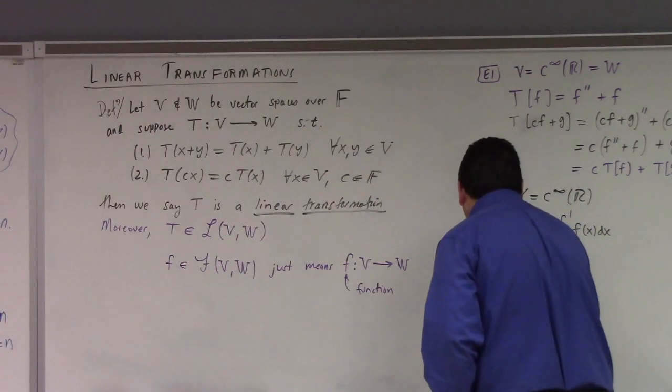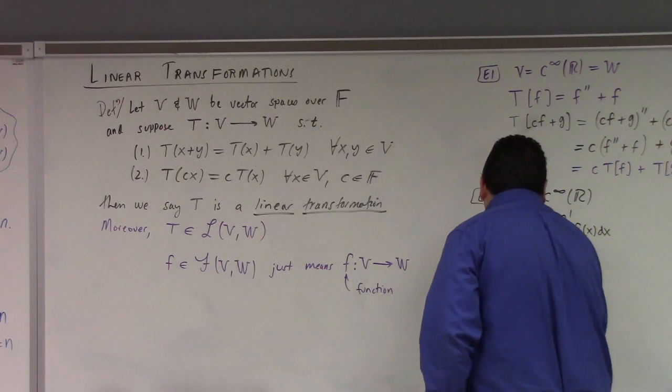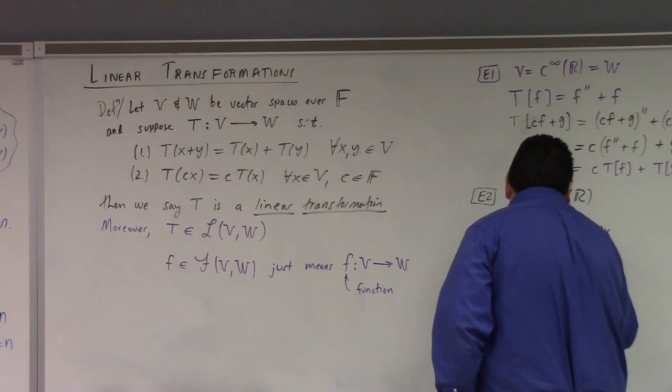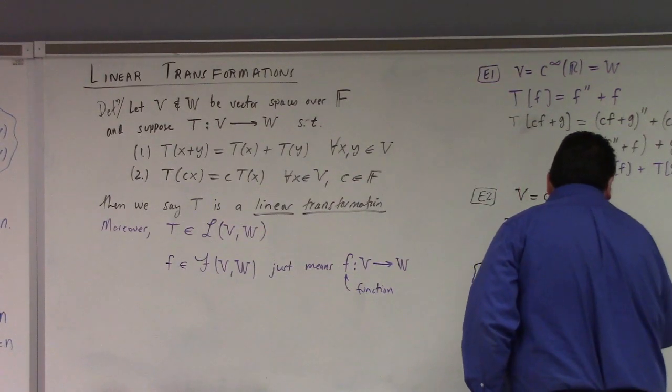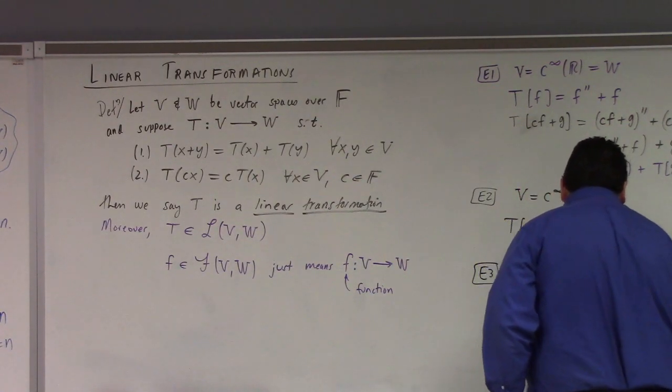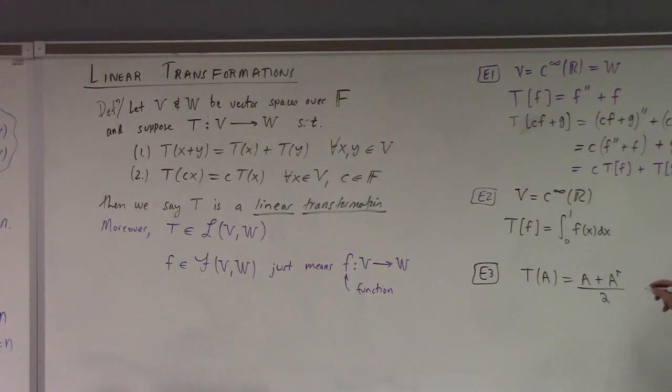Example 3, we could do something like T of A is equal to (A plus A transpose) over 2. And here T could be a mapping from, say, n by n real matrices to n by n real matrices. This would be an example of a linear transformation because the transpose has nice properties.